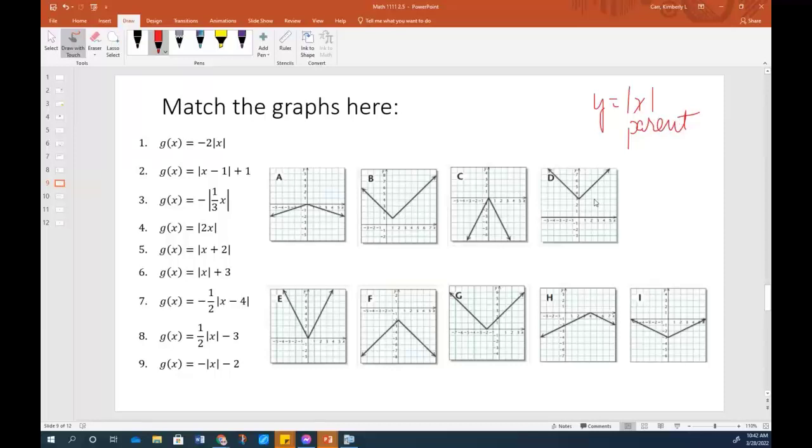Okay, so they all have that same basic shape, but then some have been moved right or left, up or down. We don't have to do these in any particular order, but a lot of times on your homework you're going to have to choose the right graph. So this is some practice for us.